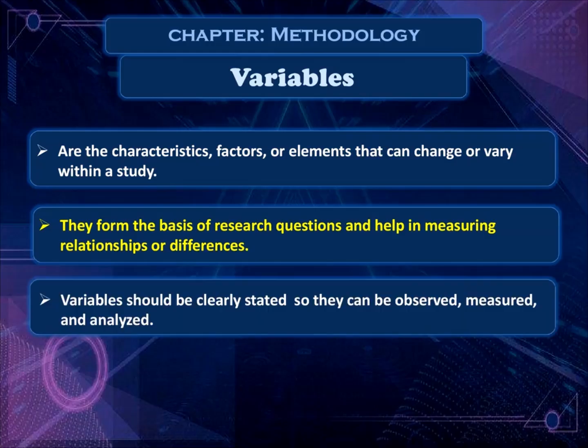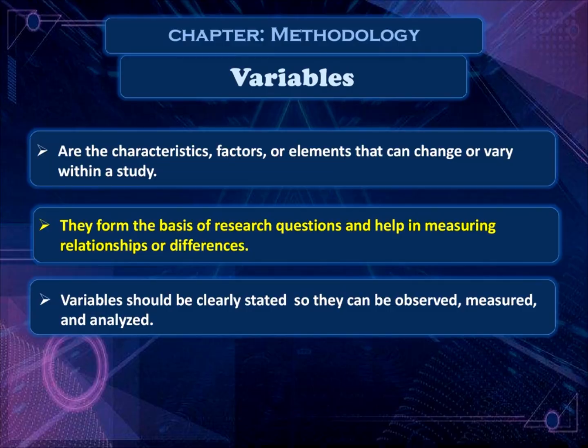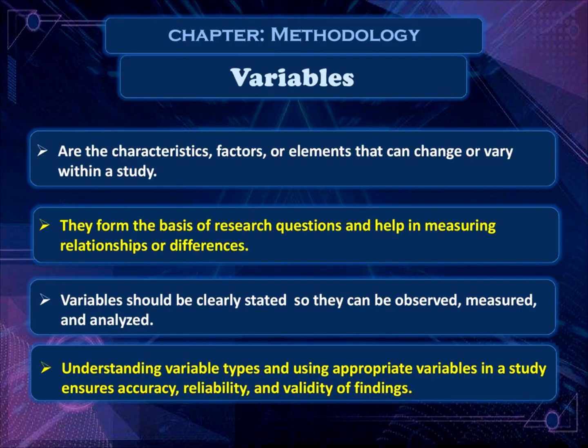Variables should be clearly stated so that they can be observed, measured, and analyzed. Like I said, variables are those things which you want to study and can be measured or counted or put into categories. So they have to be clearly stated. Otherwise, how will you be able to measure it or even observe it? There will be no point in the study, right? So it has to be clearly stated. And understanding variable types and using appropriate variables in a study ensures accuracy, reliability, and validity of the findings.